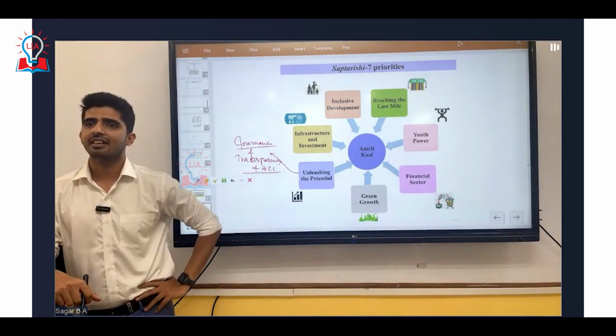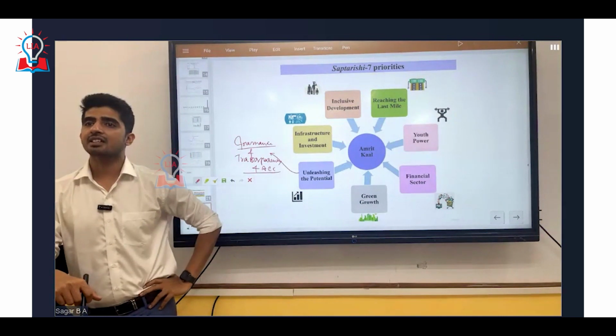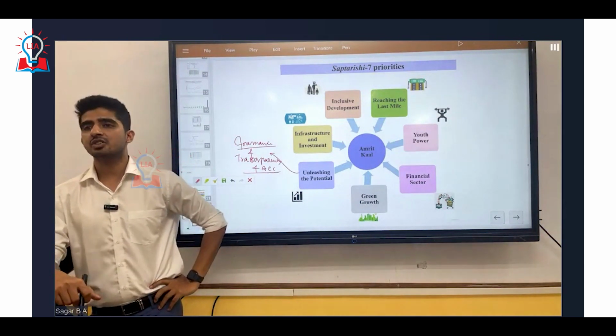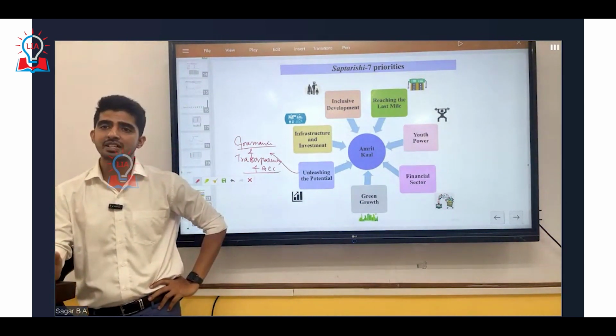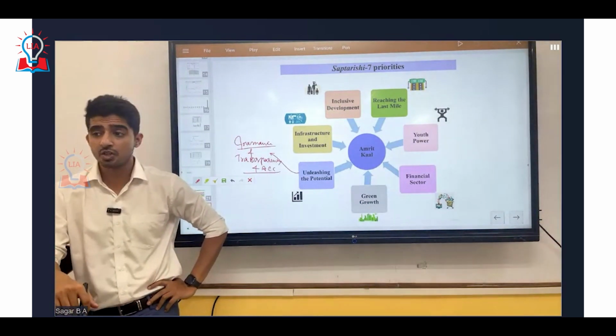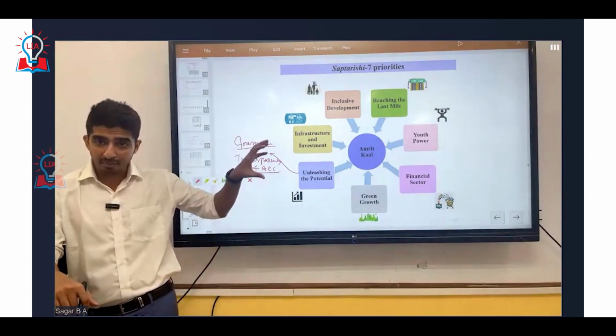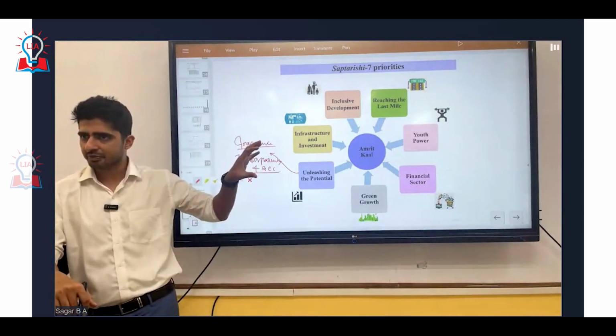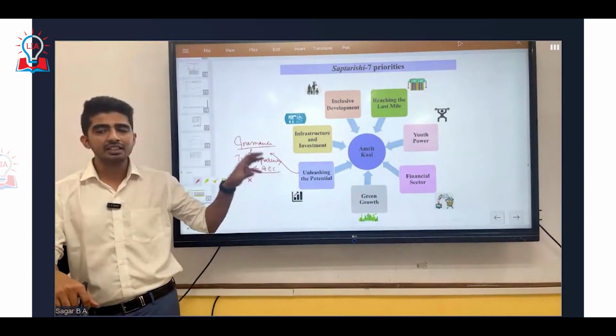Any idea? 5%. Direct tax collection is 5%. Indirect tax collection, direct tax collection is 6%. Indirect tax collection is 5%. Total 11% as a percentage of GDP. So these numbers become important. Okay. So these things we will be learning in the third chapter.